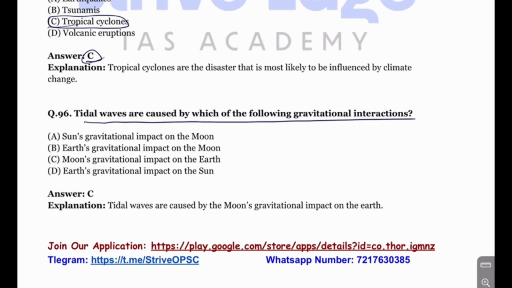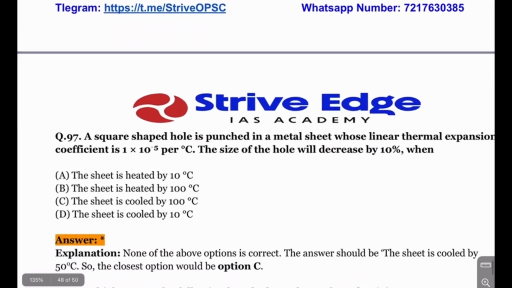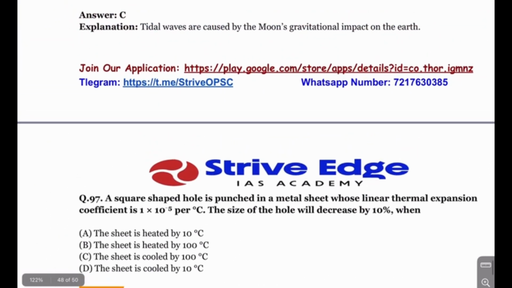So here, sun's gravitational impact on moon, answer is wrong. Earth's gravitational pull on moon, answer is wrong. Moon's gravitational impact on the earth, so answer is C. So it is caused by the moon's gravitational impact on the earth.